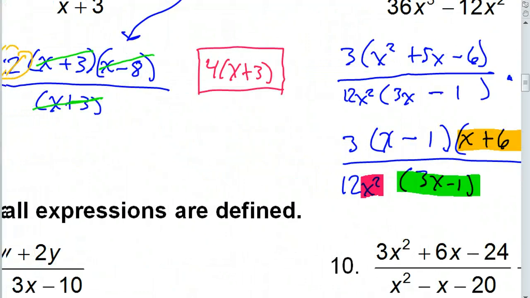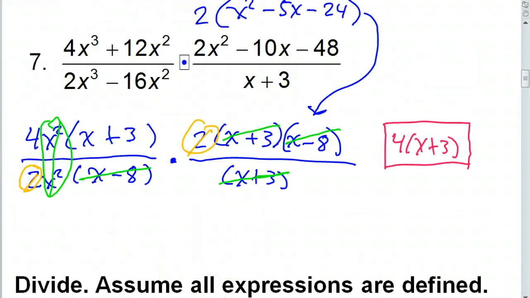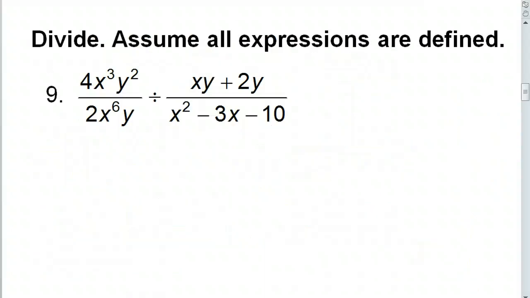Okay, so that was number 8. Oh, wait, I went all the way over number 7 by mistake. All right, looking at number 9.